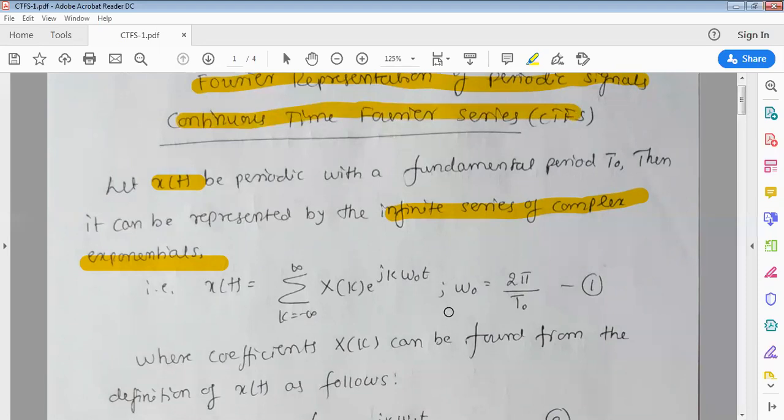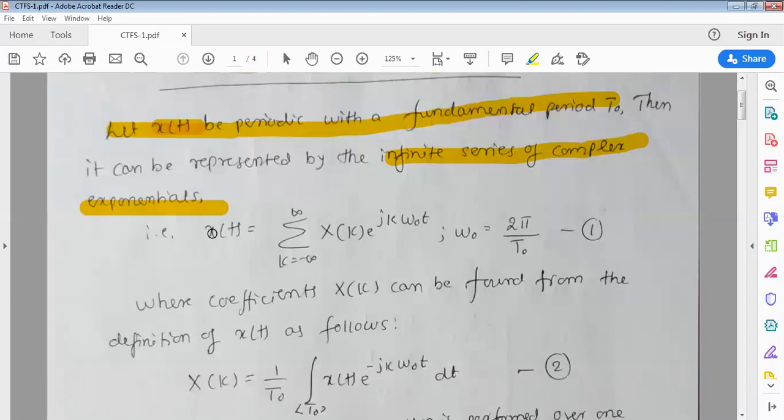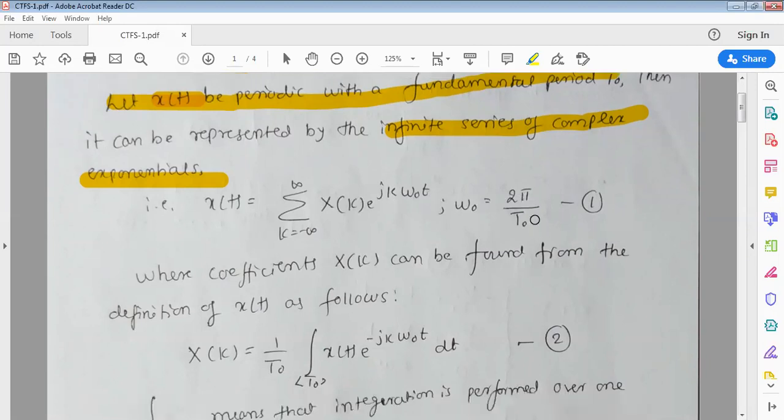Fourier series is written for signals which are periodic in nature. So this is a restriction. x of t is a periodic signal with a fundamental period T naught. Then I am representing this signal x of t by an infinite sum of complex exponentials, x of k, the Fourier series coefficient, times e power j k omega naught t. What is omega naught? Omega naught is the angular frequency, 2 pi f naught, that is equal to 2 pi by T naught.